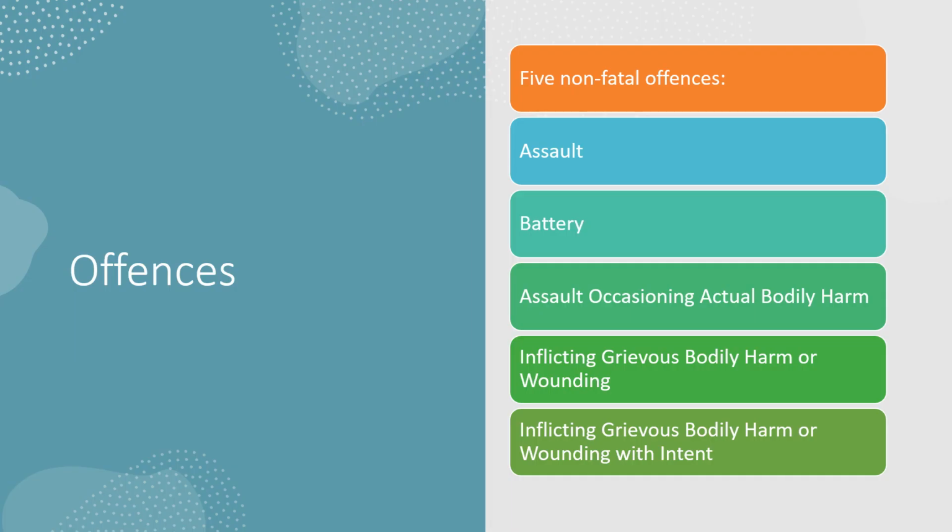Now, for all non-fatal offences on this specification for A-level, we have 5 non-fatal offences. So they are assault under Section 39, battery under Section 39 of the Criminal Justice Act 1988, and then we have the Offences Against the Person Act 1861, Section 47, which is assault occasioning actual bodily harm, Section 20, which is inflicting grievous bodily harm or wounding, and Section 18, which is inflicting grievous bodily harm or wounding with intent. So we're just going to look at assault for this video.